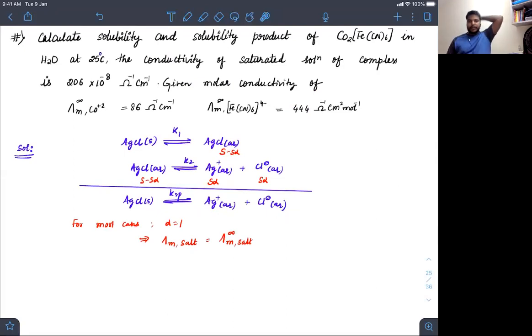First find the solubility S, and from the solubility you should be able to figure out.